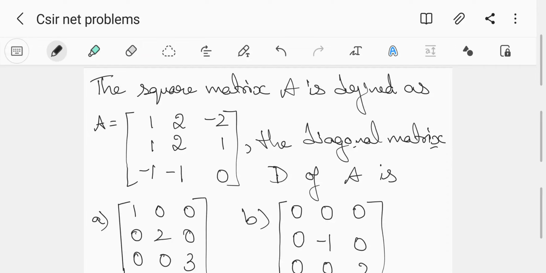So today we will be solving a CSIR NET problem on matrix. This is a Part B question, so only one option is correct. Let us see what the question is.